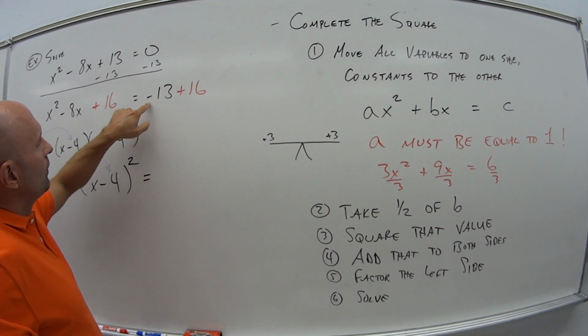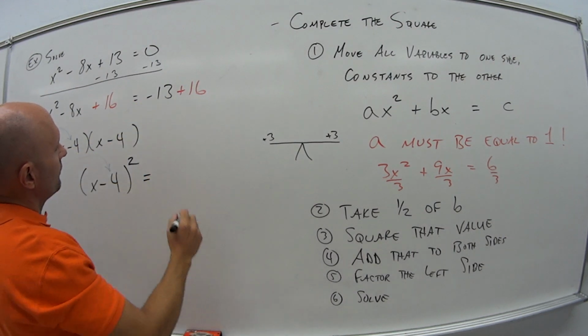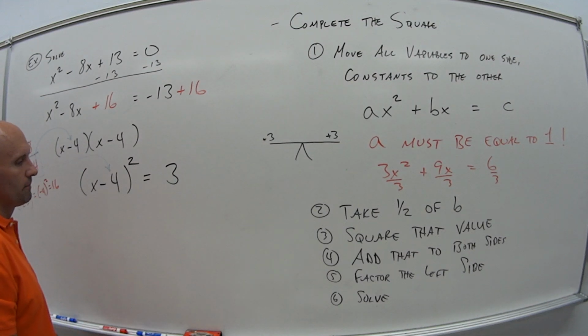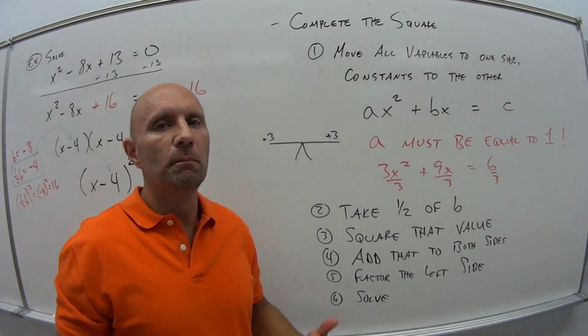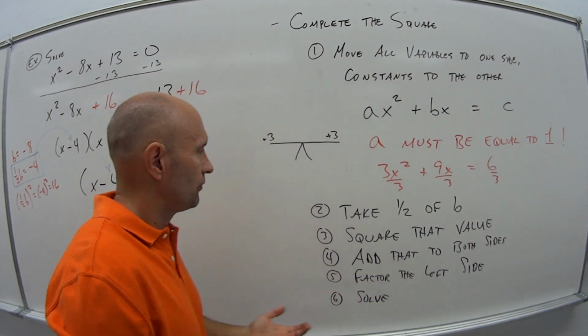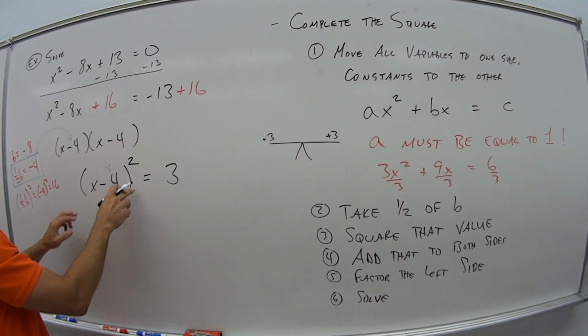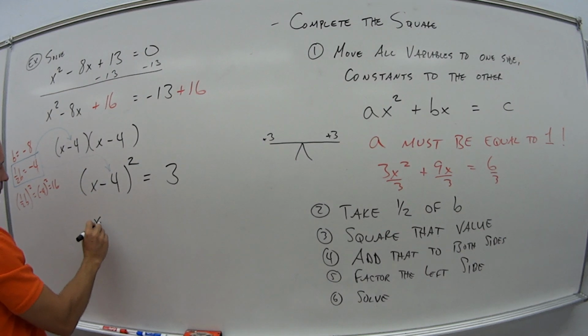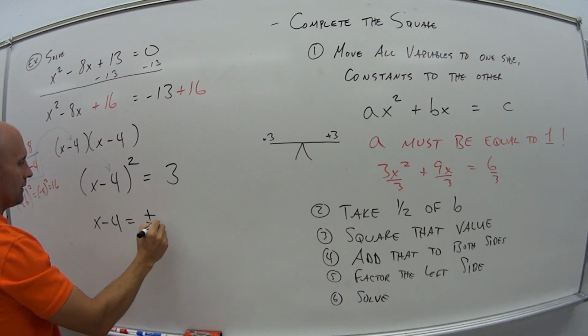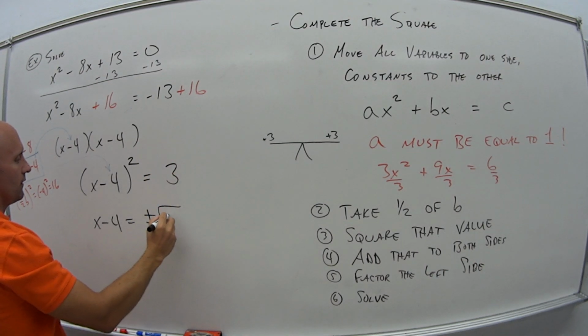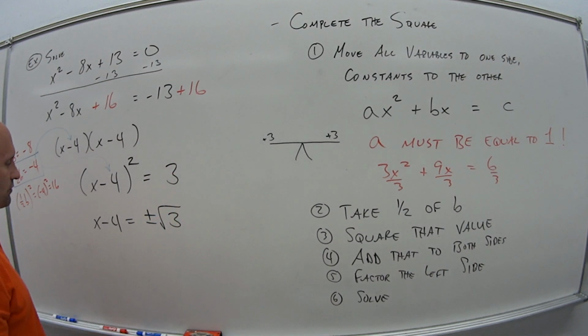And now here, what do I have on the right? Negative 13 plus 16 is positive 3. So now what do I have? Now I have a simple quadratic. So to solve that, it would be what's underneath here, x minus 4 is equal to plus or minus the square root of what's on this side, which is 3.